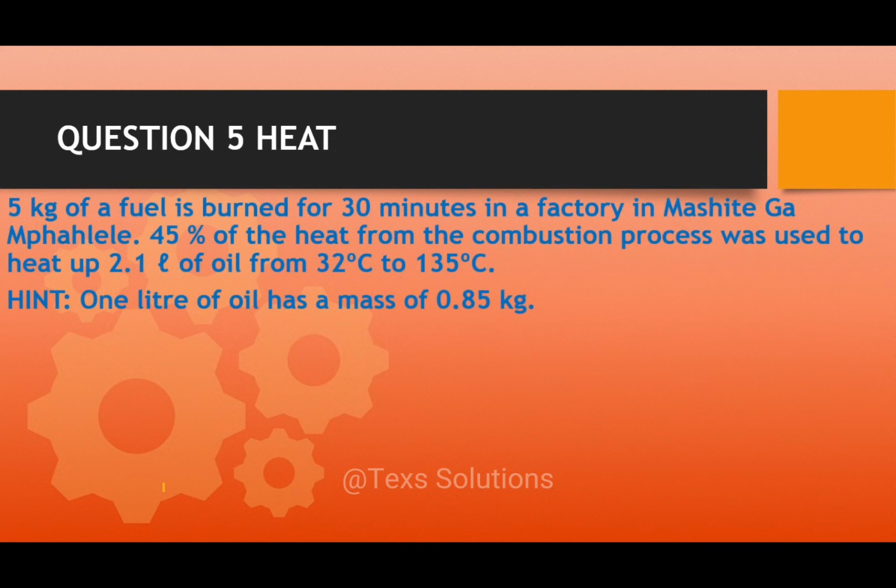Question 5.1 reads: 5 kilograms of fuel is burned for 30 minutes in a factory. 45% of the heat from the combustion process was used to heat up 2.1 liters of oil from 32 degrees to 135 degrees. Hint, so this is very important, please concentrate on the hint. 1 liter of oil has a mass of 0.85 kilograms. Now in this question you will notice we have two substances. The first substance is a fuel, the second substance is oil.